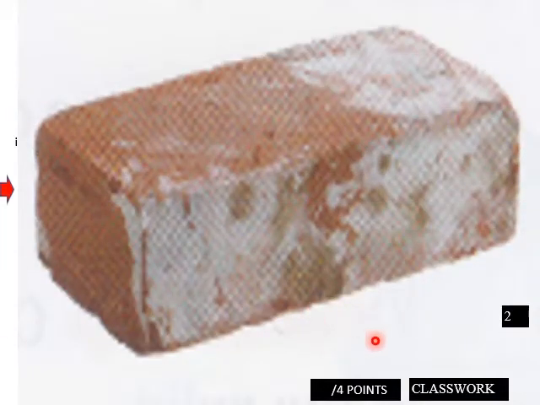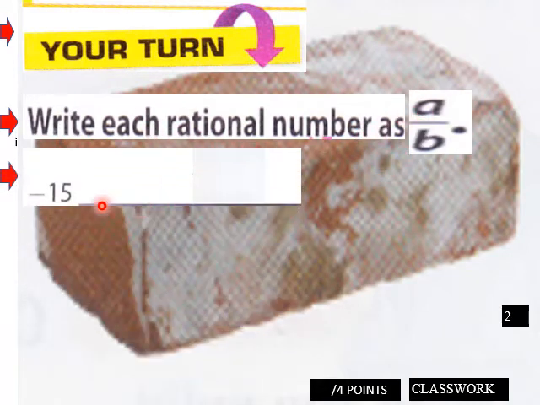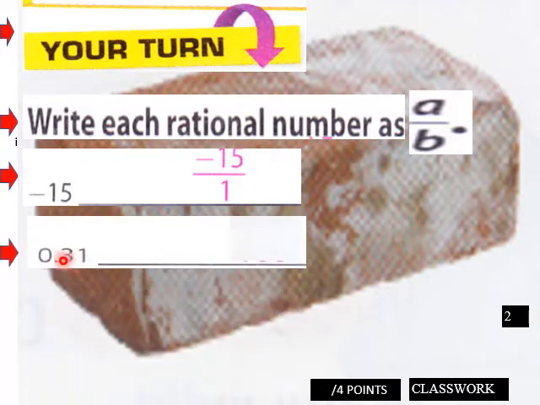Put that in your notebook. Let's go to page 2 here in our classwork today. Write each rational number as a over b. So for negative 15, you can write that as negative 15 over 1. And then for 0.31, how would you write this as a rational number? It'd be 31 over 100, 31 100ths.